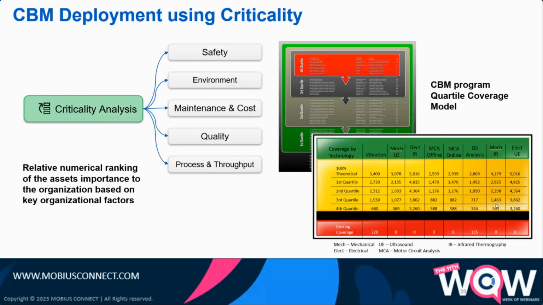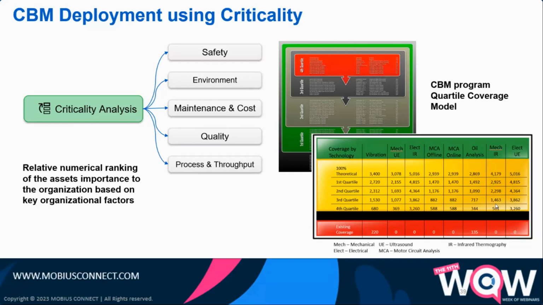From an environmental standpoint, same thing. If that failure is going to cause an environmental spill that contaminates the ocean, then it's going to be a high critical asset. And inversely, if there's no environmental impact, it's going to be low critical. And then it's kind of the same process for maintenance cost, quality, process, and throughput. And there may be some other categories that are important to an organization as well, right? But this relative ranking criticality analysis of your asset base, included in the maintenance strategy, is important, because this is how you deploy your condition monitoring program.